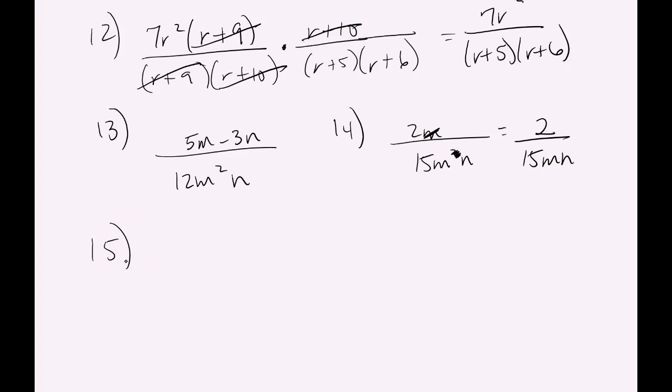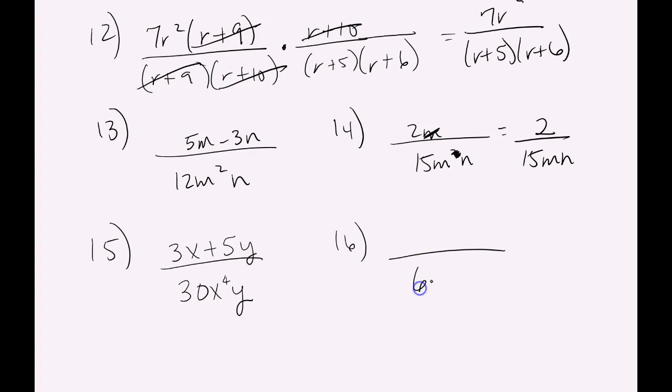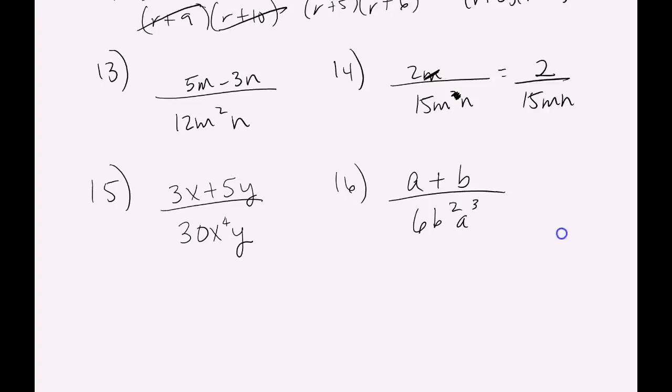15. They do have a common denominator, 30x to the 4th y. So I just need to put the numerators together. So we've got a 3x and we've got plus 5y. Now nothing factors and nothing can cancel because there's a plus sign up here, so you're finished. Number 16, there's a minus, but they already have a common denominator, 6b squared a cubed. Since they already have a common denominator, I'm just going to take the a, and then I've got plus 3b minus 2b. So it should look like that for a final answer.